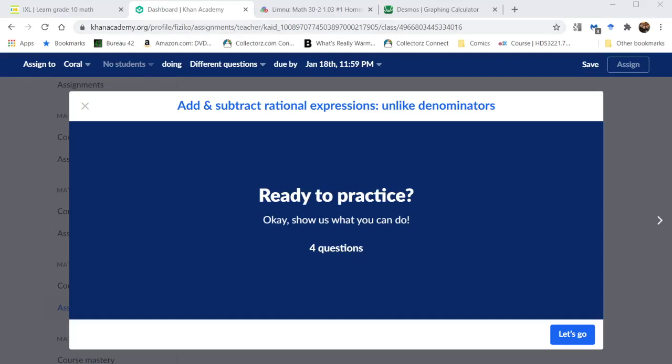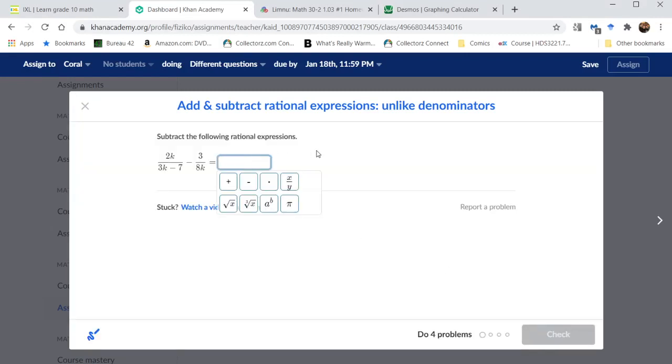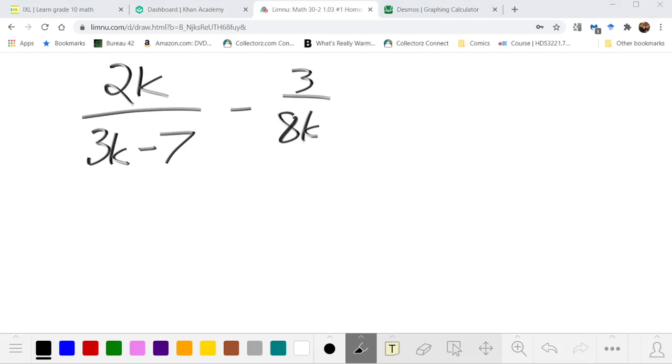In homework assignment 1.05 number 2, we are adding expressions with unlike denominators. So here we have the opportunity to subtract the following rational expressions. In order to do this, we must put them over a common denominator. So we need our 2k over 3k minus 7 minus 3 over 8k.